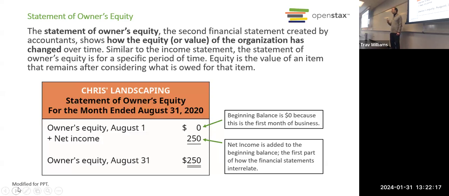Sales, yeah. He probably got some customers, made some sales. He might have had some expenses, which would have then reduced the net income, but the ending net income for that period was $250. That's how much profit he made. Now we add that to the beginning owner's equity to find out the ending owner's equity. So at the end of the period, the value of his company is $250.